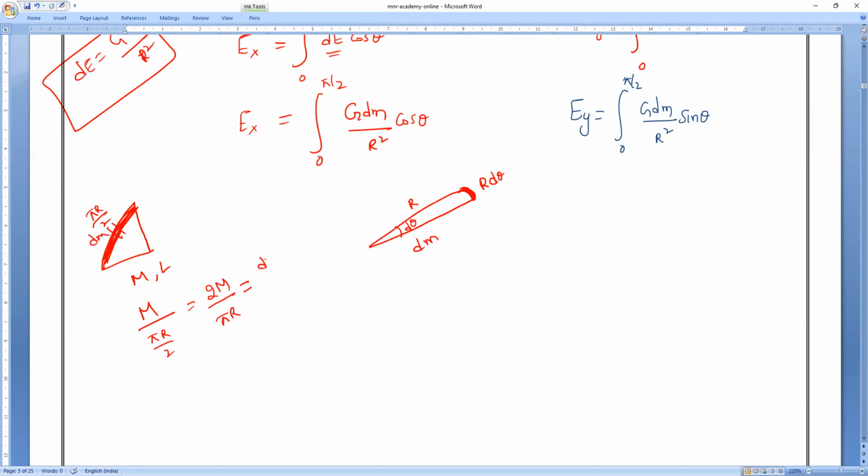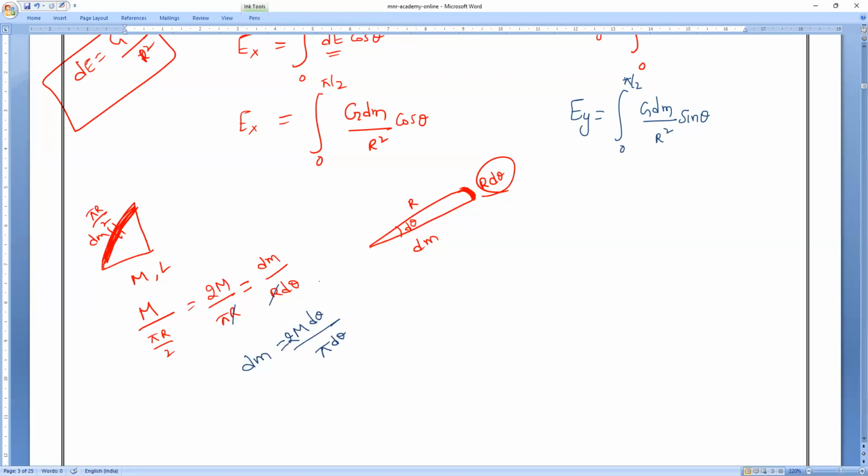So for that one, what will happen? dm divided by length is what? r d theta. Understand, everybody? Clear? Yes, sir. So r and r will get cancelled. Now you can see we want dm. So dm is equal to 2M d theta divided by pi. Am I right, everybody?